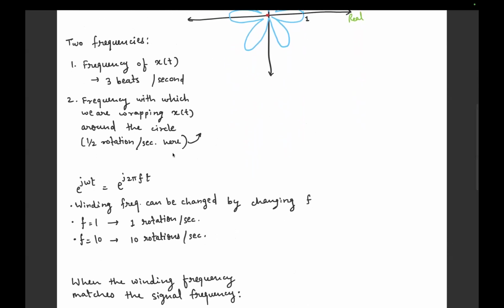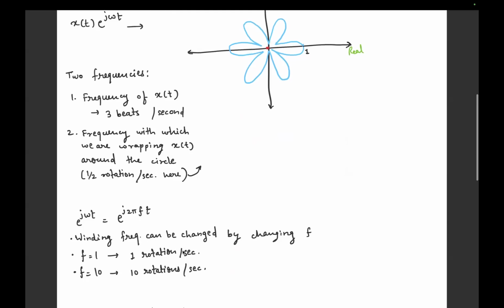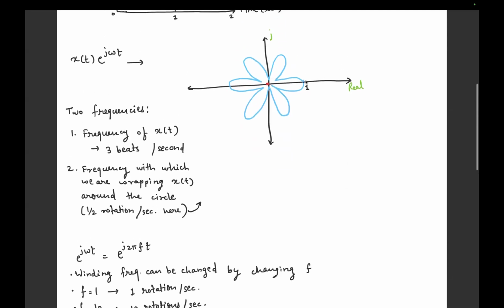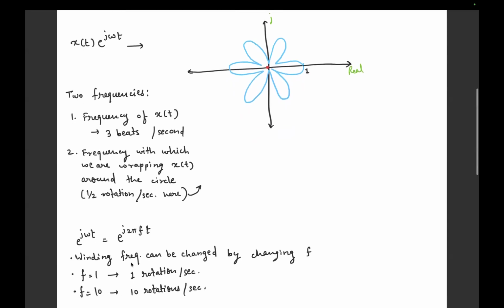Okay. So e to the power j omega t is also given as e to the power j 2 pi f t. So omega is basically 2 pi f, where f is the actual frequency. So if f is 1, we have 1 rotation per second. So we will complete one full circle in 1 second. And if it's 10, then we'll complete 10 circles in a second.